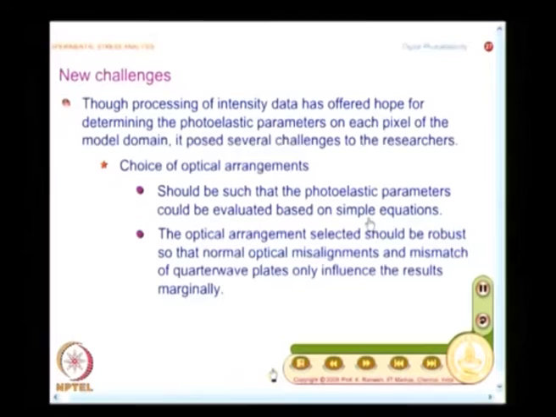But once you have an unconventional optical arrangement, you also have the problem of alignment. So, the optical arrangement selected should be robust, so that normal optical misalignments and mismatch of quarter wave plates only influence the results marginally. This is the requirement that you will have to put across.